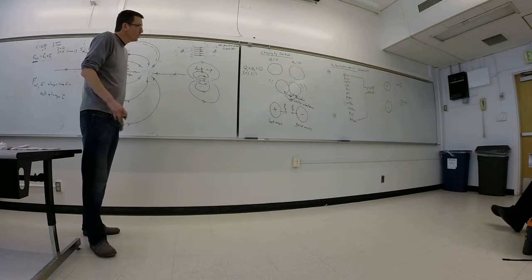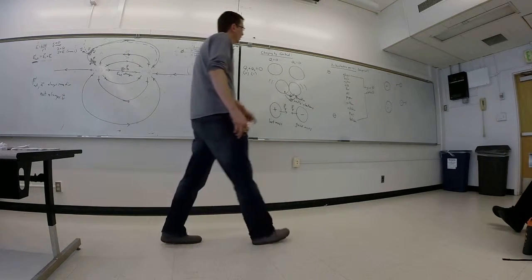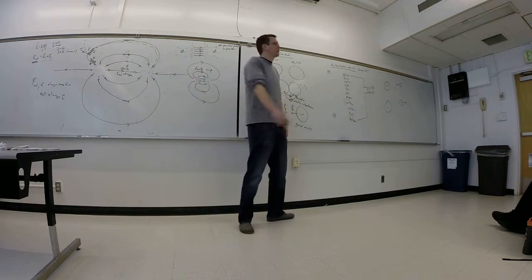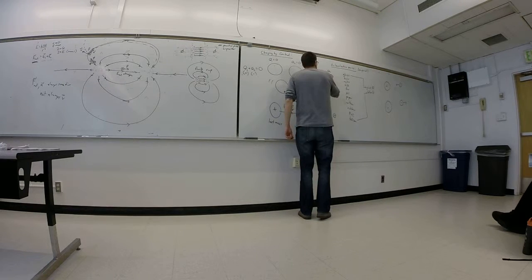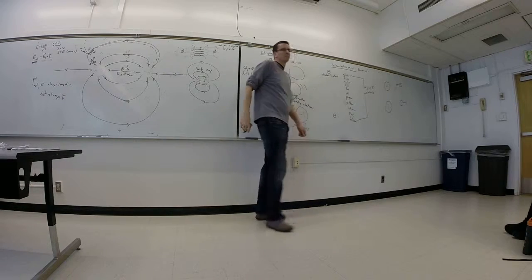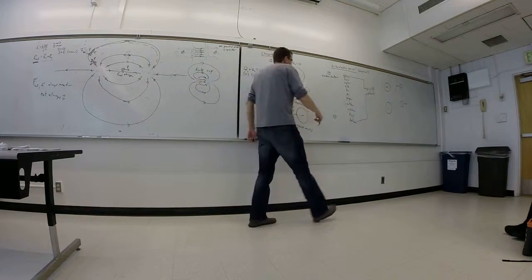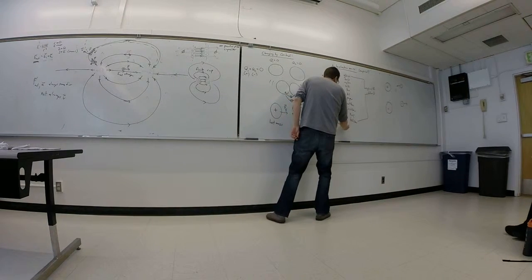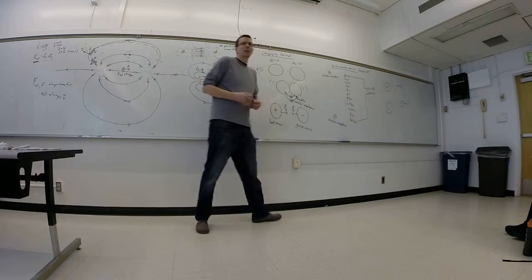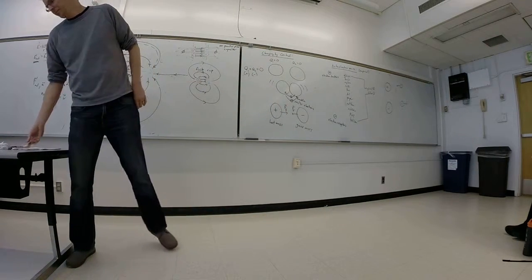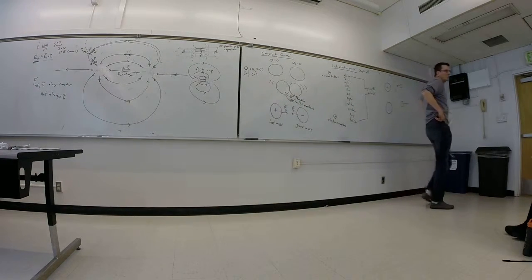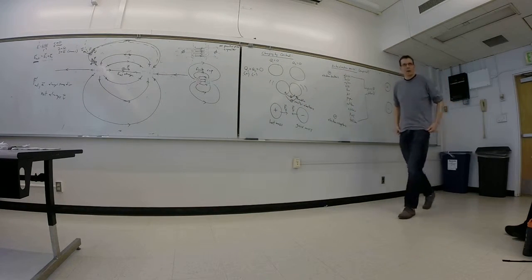So the things that tend to become positive, these are things that like to give away electrons. We like to call them electron donators. And the things that tend to become minus charged are called electron acceptors. They like to gain electrons. At this point, you might be thinking electronegativity, which is a more formalized way of thinking about this.